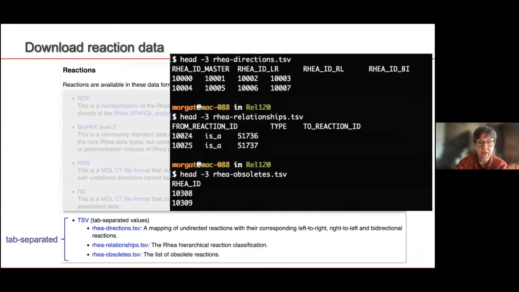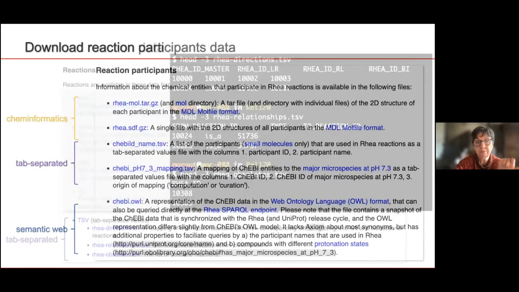Here is an example of a tab separated format for the direction, for the relationship between the real reactions. Also important is the Rhea obsolete ID, because like I showed you for enzyme classification, we also have some reactions that we consider obsolete over time. So they are no more publicly available, but the list of IDs is important.